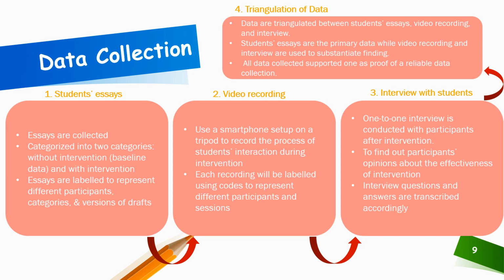The third data collection is interview with students. A one-to-one interview is conducted with participants after the intervention to find out their opinions about the effectiveness of the intervention. And after that, interview questions and answers are transcribed accordingly. So these three data collection methods will be triangulated, and all data collected support one another as a proof of reliable data collection.